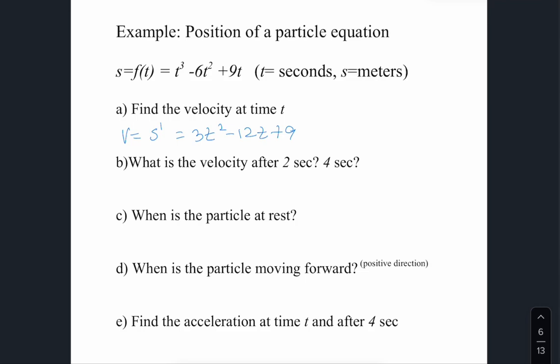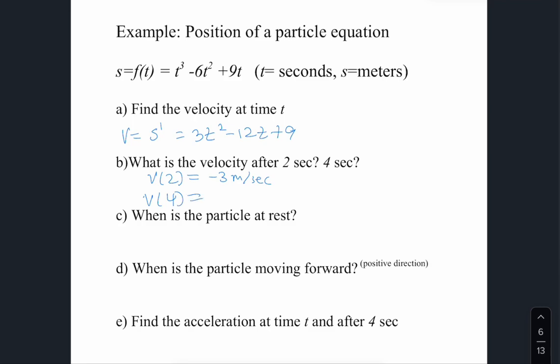Okay? Now, it says, what is the velocity after 2 seconds and at 4 seconds? If they've just said one particular time, then that tells you that it's instantaneous. Use that first derivative. So our velocity at 2 is just 3 times 2 squared minus 12 times 2 plus 9, or negative 3 meters per second. So at 2 seconds, it is heading downward. Let's do our velocity at 4 seconds.